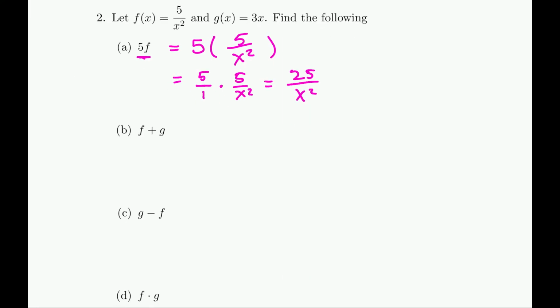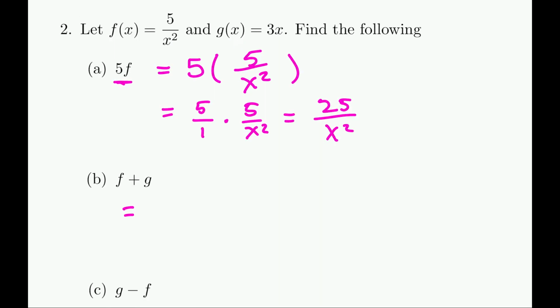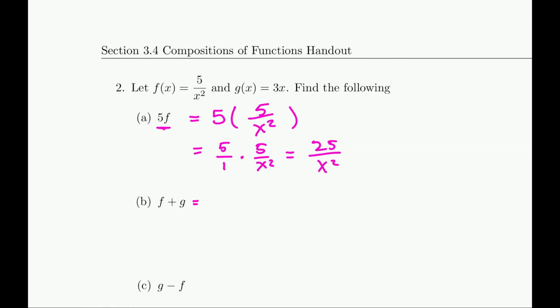Then we have f plus g. So f plus g, well, it's just equal to, I don't know why it keeps zooming in like that. F plus g, well, this is f and this is g. So there's nothing to it. You just write f plus g. There they are, f plus g. Done.